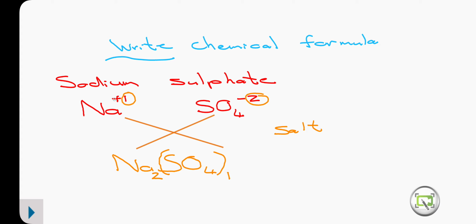The positive here just means that this one will be written first, and the negative means that this one will be written secondly. But because this is a 1, we do not have to write a 1 in math and science. We can leave that one out, and therefore the whole set of brackets will fall away as well. That leaves us with Na2SO4.